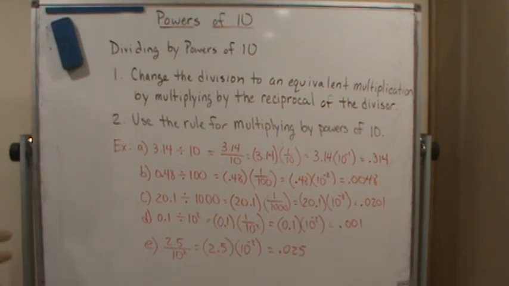Okay? So again, there's a direct relationship between dividing by powers of 10 and multiplying by powers of 10, and also multiplying when you have negative powers of 10 or positive powers of 10.